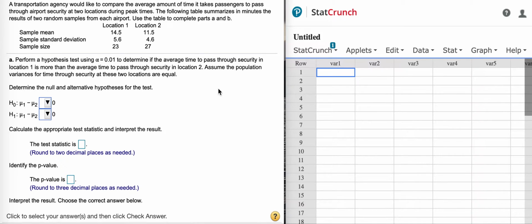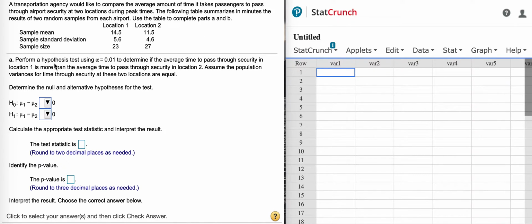In our review of statistical inference for two populations, a transportation agency would like to compare the average amount of time it takes passengers to pass through airport security at two locations during peak times. The following table summarizes, in minutes, the results of two random samples from each airport.